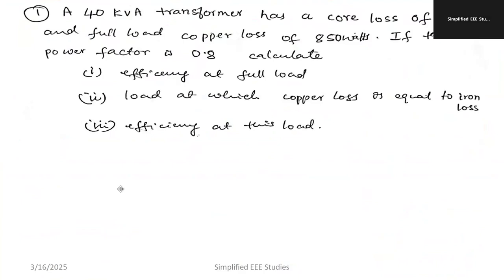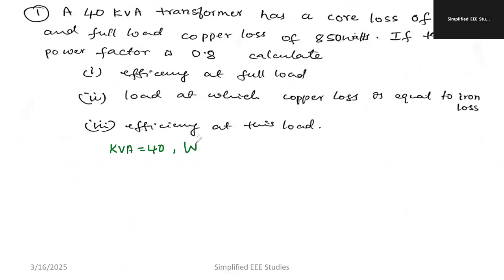Let me write the given data. I request everybody to casually go through the question and the given data. A 40 kVA transformer. What is the kVA rating? It is 40 kVA, kilovolt ampere. Usually transformer rating is expressed in terms of kilovolt ampere. It has a core loss of 450 watts.